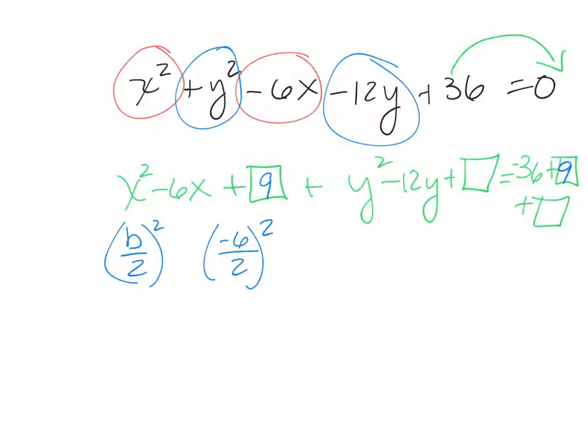So how do we find the second plus box? We do negative 12 divided by 2 squared. So we've got a 36 because that's 6 squared.